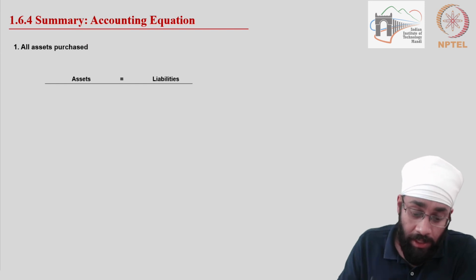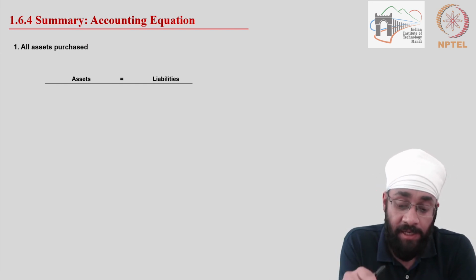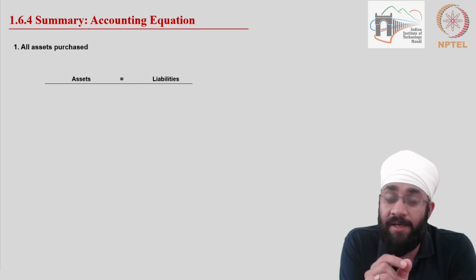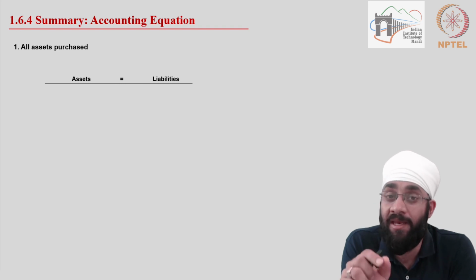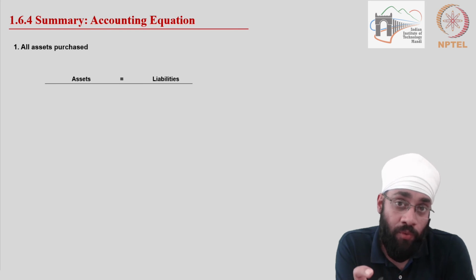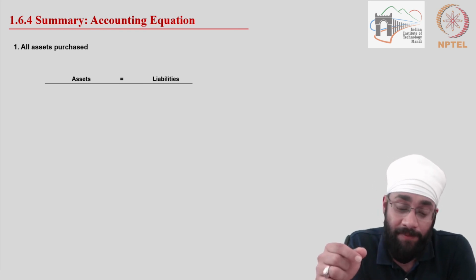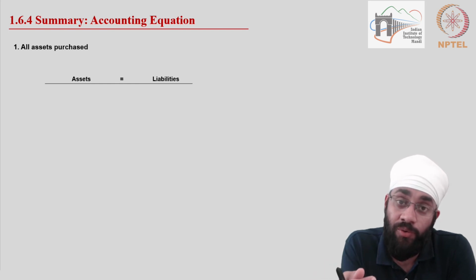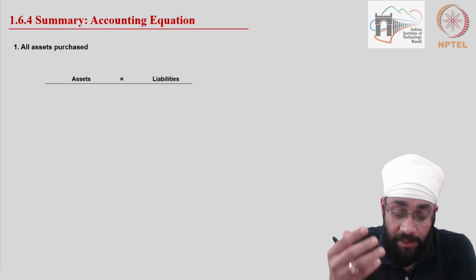Okay, let's quickly move on to the summary of this exercise. The idea is that asset, liability, income, expense, these 4 items are going to be involved in every transaction. And if we understand the rule for these 4 terms, the rule using which you write them in the accounting equation, then it will become easier for us.